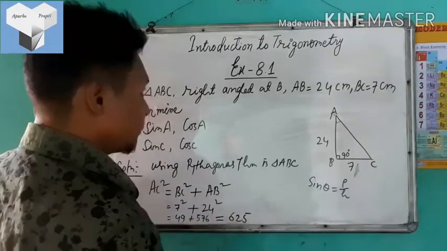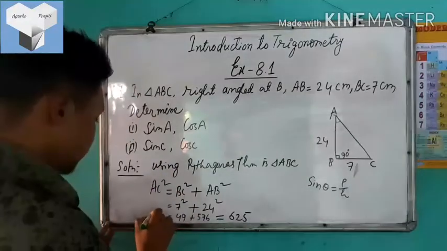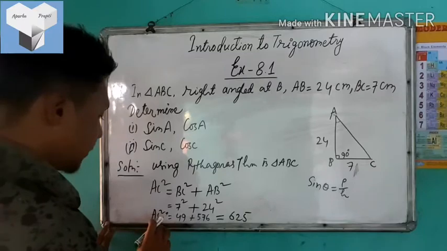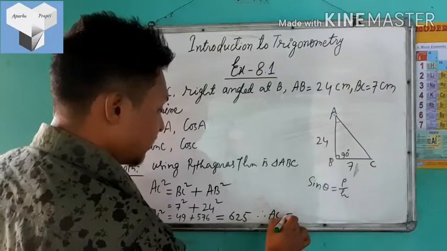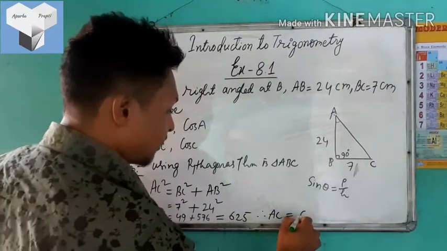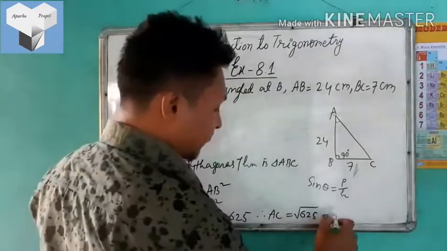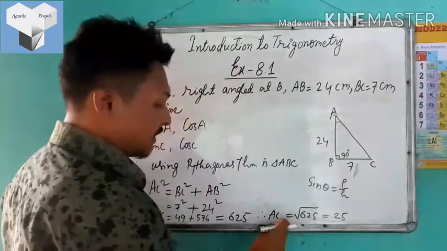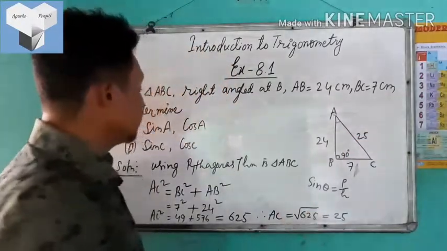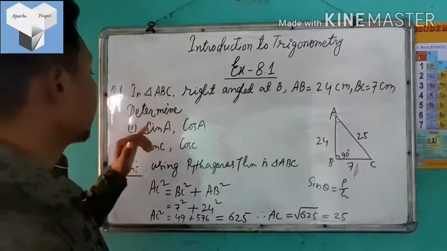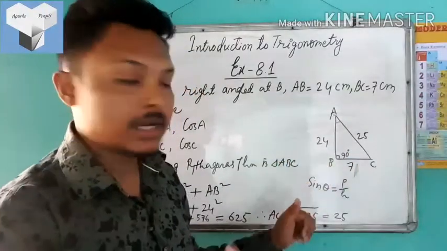Sorry, my board is slightly smaller. However, I will manage this. So this is the value of AC square, isn't it? We have found the value of AC square is 625. So AC will be what, guys? If we take the square root on both sides, then the square root of 625 will be 25. That means the value of AC is 25. So now we can easily find the given trigonometric ratios by putting these values. Okay. Now check out how I put them.